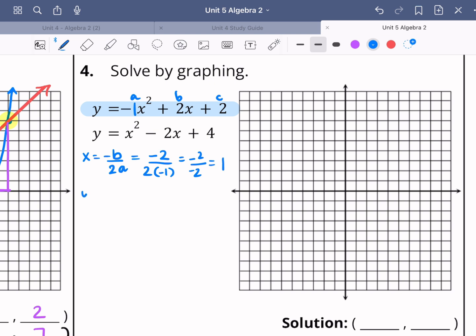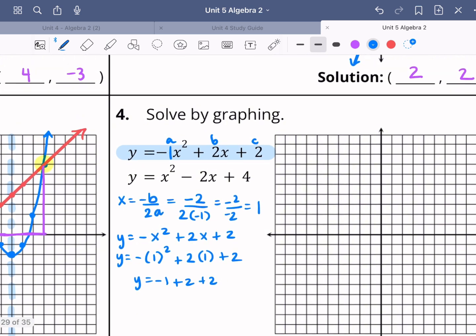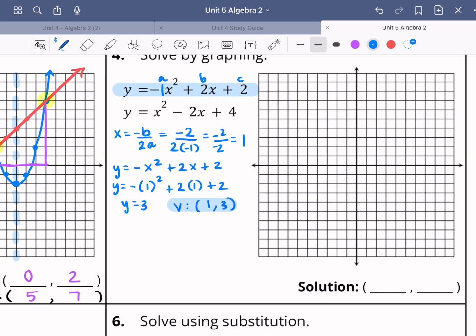To get the y value, I will substitute this into the function. And so we end up getting 3. So that means my vertex is at 1, 3. And I will highlight this for us. Let's go ahead and plot that point. 1, 3 right here.